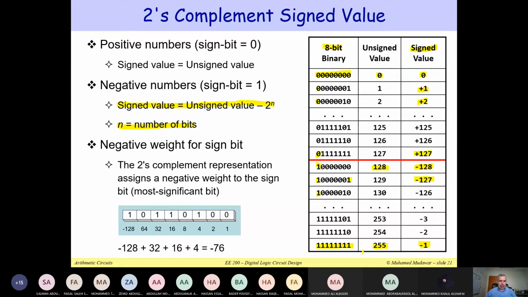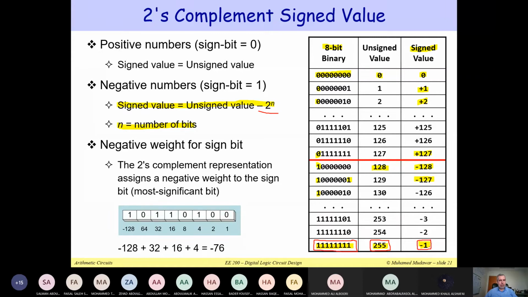Or you can look at the last one. For this last number here, which is all ones, what is the unsigned value? It is 255. 255 minus 2 to the power 8, because n is equal to 8. So 255 minus 256 will give you -1.